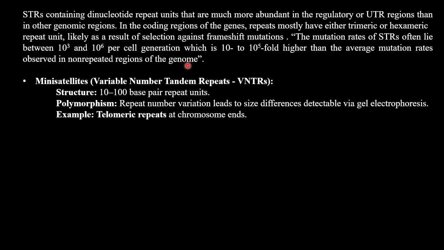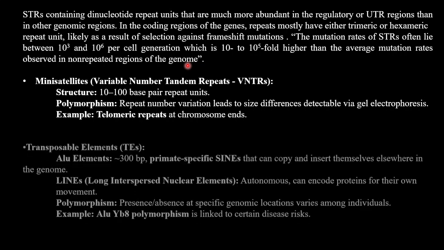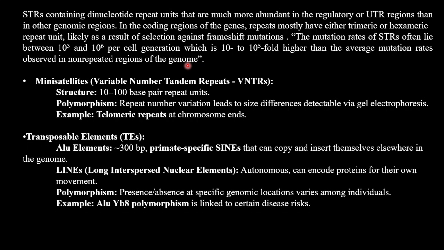Minisatellites, also known as variable number tandem repeats, are 10 to 100 base pair repeats, and you can check these repeats if you run them on gel electrophoresis. An example is the telomeric repeats at the chromosomal end. Transposable elements can also have polymorphism. They are usually 300 base pair long sequences, and I have made a separate lecture on that. You can go ahead and have a look at that. For example, allele polymorphism is linked to certain diseases, specifically cancer.